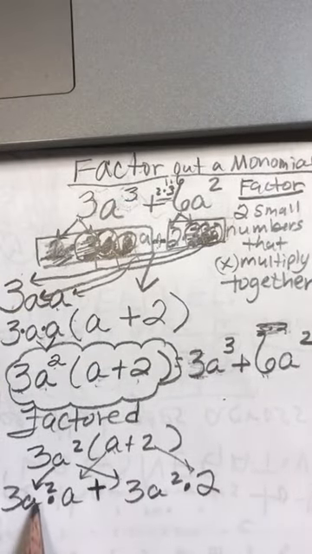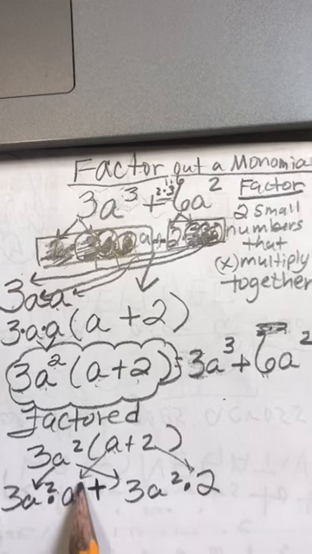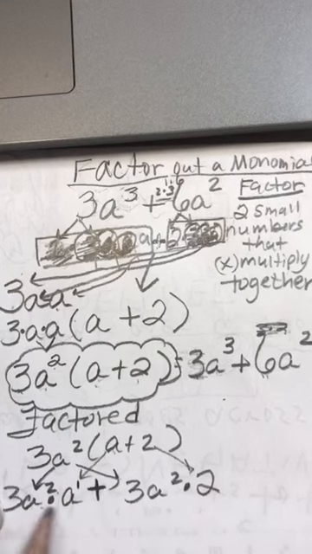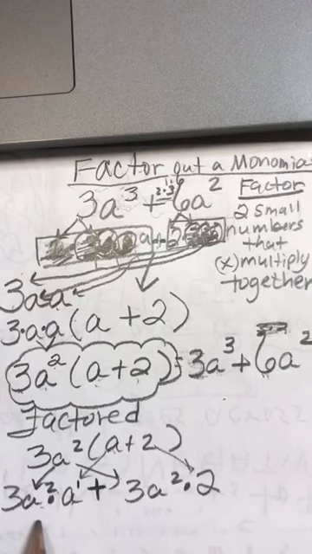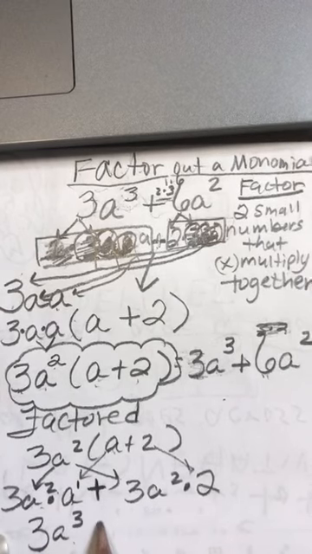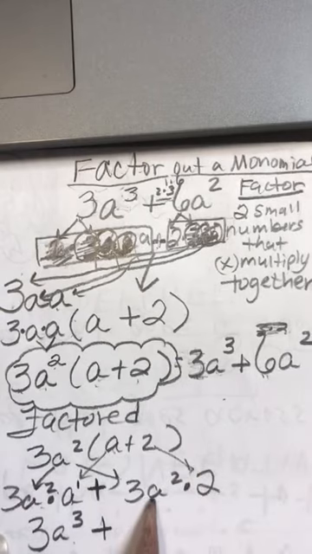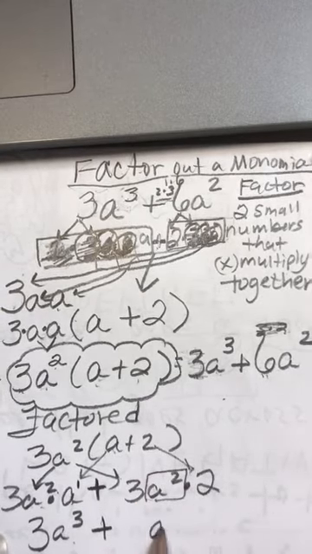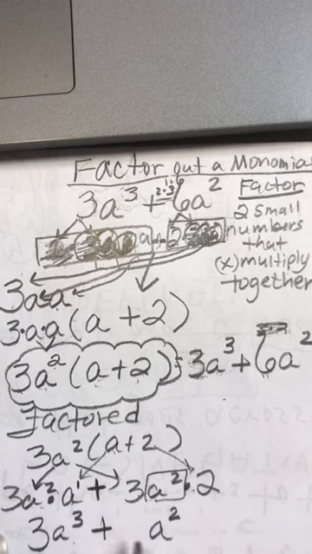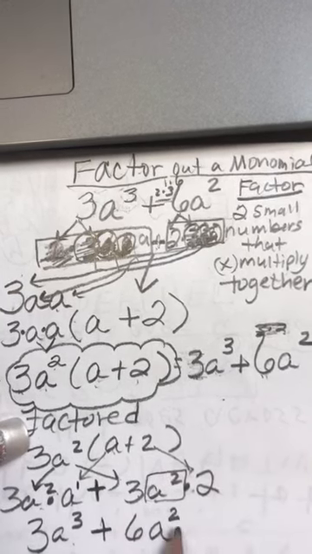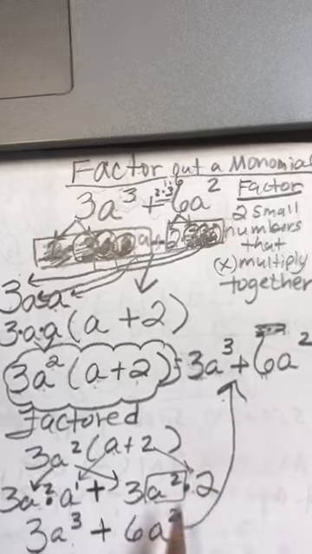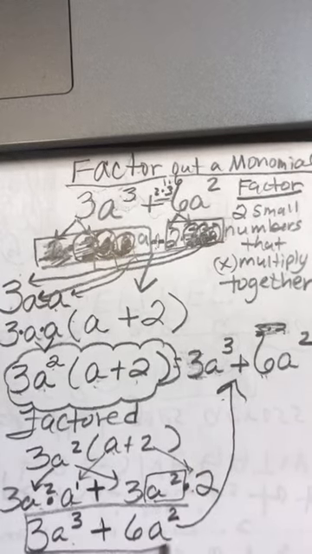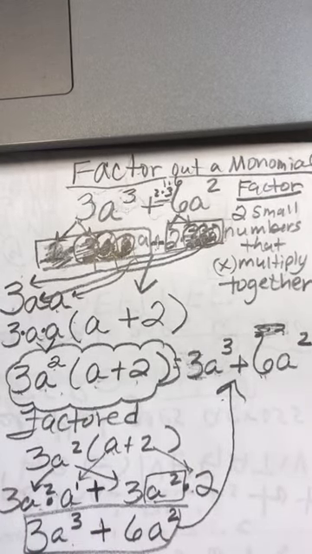So we have 3, and then a squared times a to the 1 power. So we have 2 a's here, 1 a here. When we multiply our a's, we do exponents. So that's 3a cubed plus, we have a squared that we're going to bring down. Then we have 3 times 2, which is 6. So we come up with the same answer, so that lets us know that our factored form is correct.